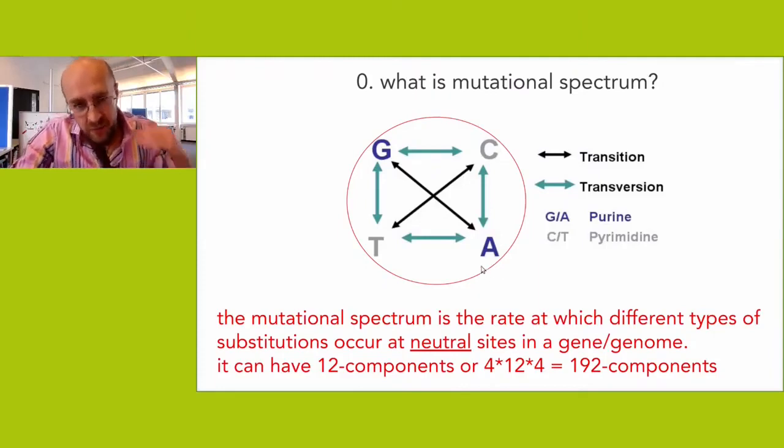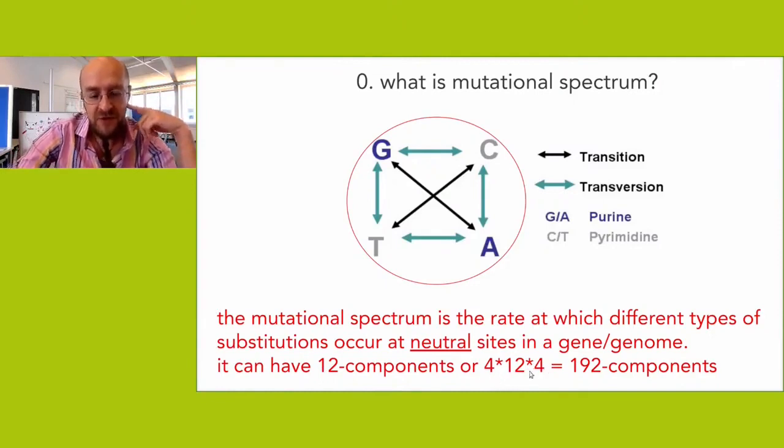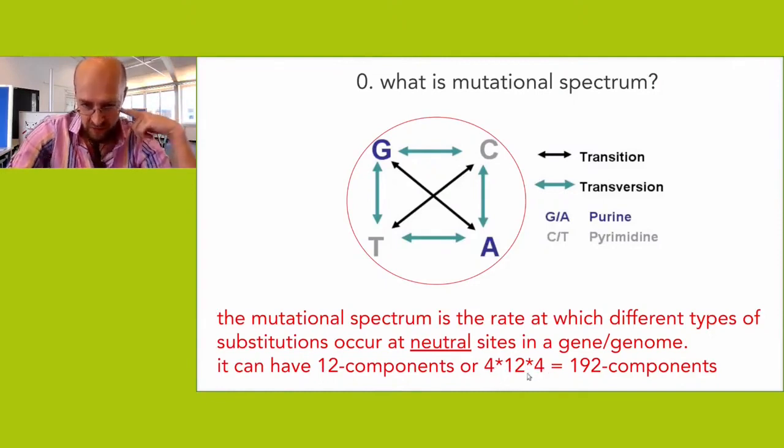If we want to go deeper, we can count 12 types of substitutions, from G to C, from C to A, etc. In this case, we can call it a 12-component mutation spectrum. We can go even deeper if we have a lot of data. We can take into account neighbor nucleotides, for example, 4 nucleotides before and 4 after. So we multiply 4 by 12 by 4, and we have a 192-component mutation spectrum, rich enough with a lot of information. That's what we analyze for different species.